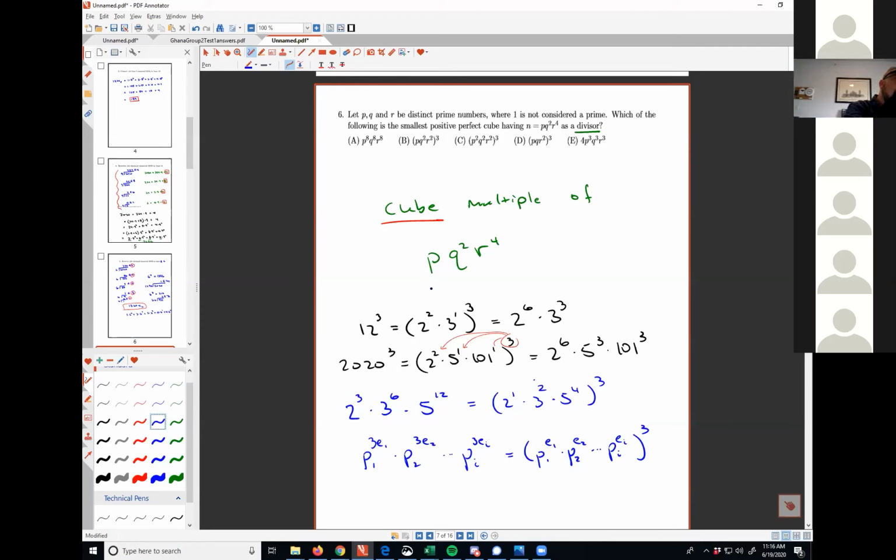Well, we need a number of powers of 3 that is at least 1, but is a multiple of 3. So we need 3 of them. We need enough factors of q, the prime q, enough powers of q to be a multiple of 3. We need at least 2 of them, but we need a multiple of 3. Smallest possible would be q cubed. And we need at least 4 powers of r, but we need a multiple of 3, so we go up to r to the 6th power. And all of this is p times q times r squared to the 3rd power.